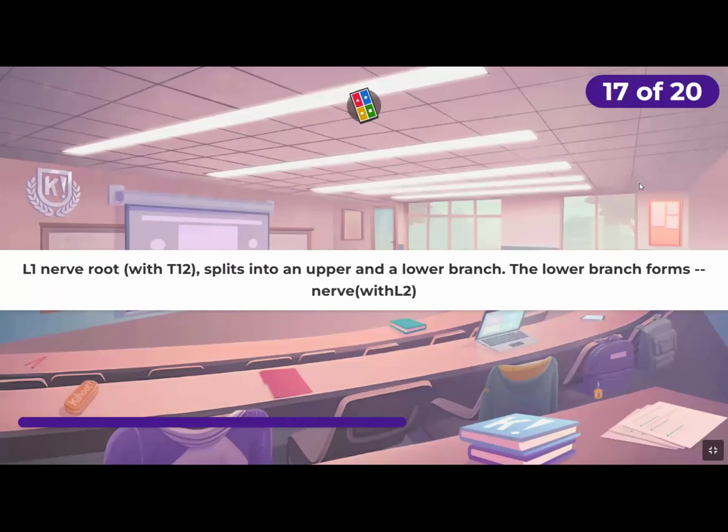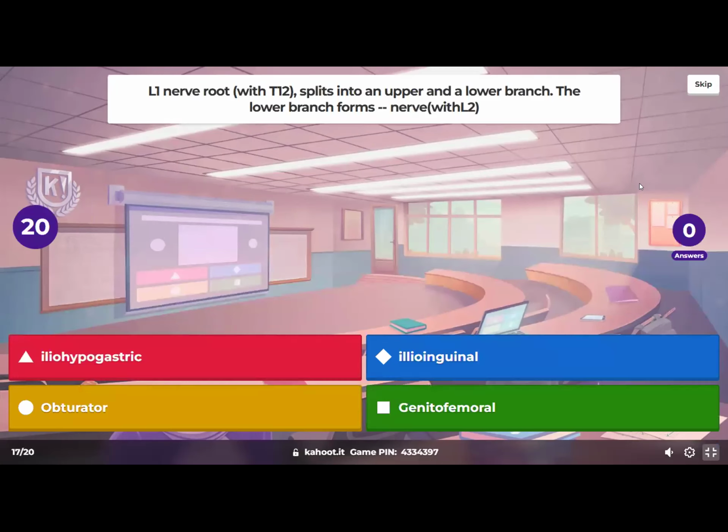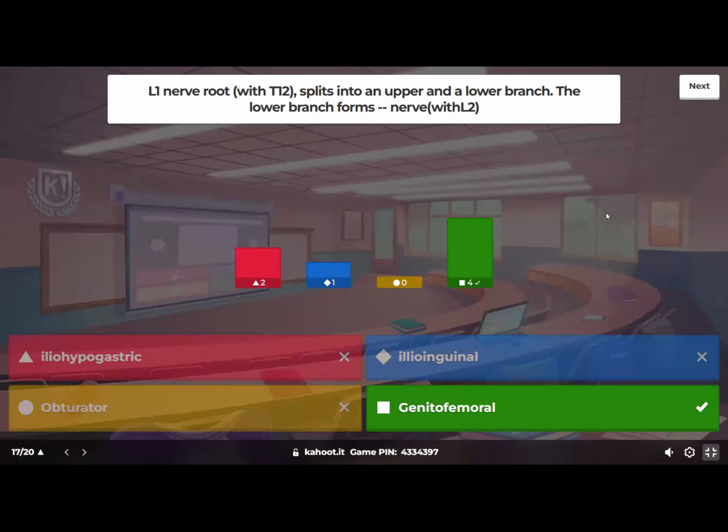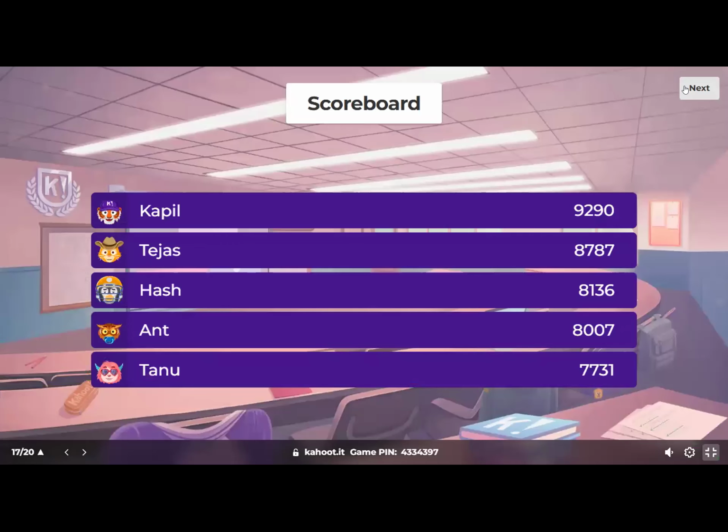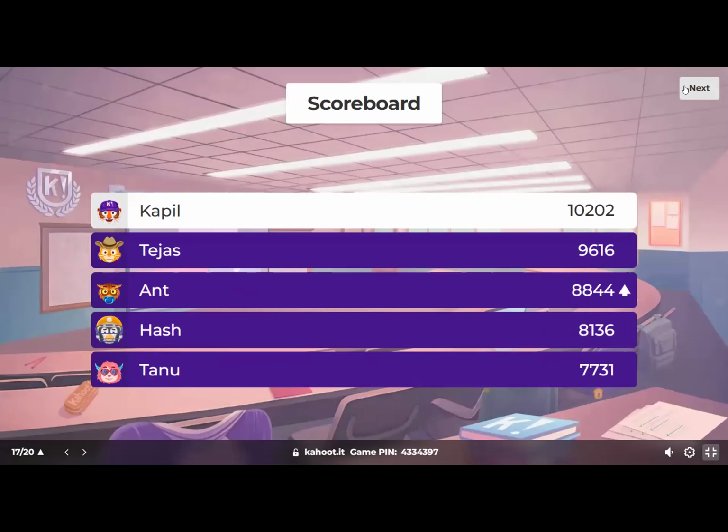L1 nerve root with T12 splits into an upper and lower branch. The lower branch forms which nerve with L2? Sir has explained it in very much detail. Genitofemoral. That's the right answer. Let's see. Yeah, Ant is coming back and Kapil is still leading, followed by Tejas.